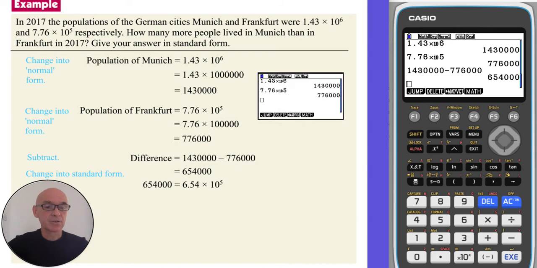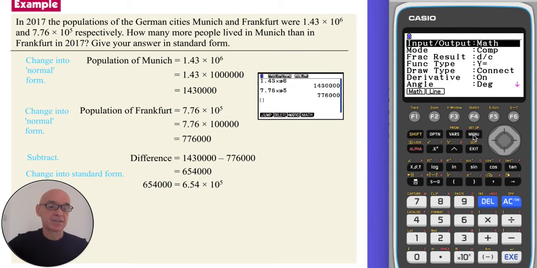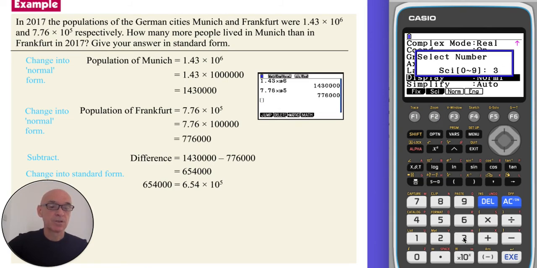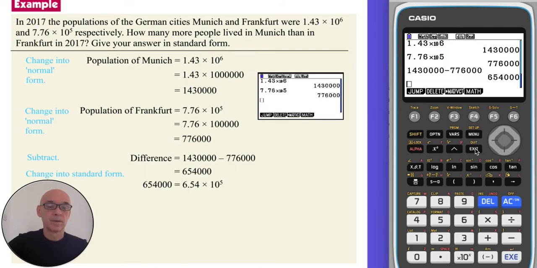Again, that calculation could have been done on the calculator by first putting the calculator into standard form mode: Shift, menu to get to Setup, and change the display to scientific. Again, we'll choose 3 significant figures. And then we can pick up the previous answer, the answer for the difference, by pressing the answer key, so Shift, answer. And then if we just enter that answer again, it will reconvert it into standard form.